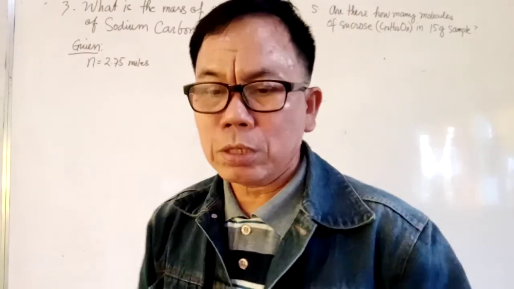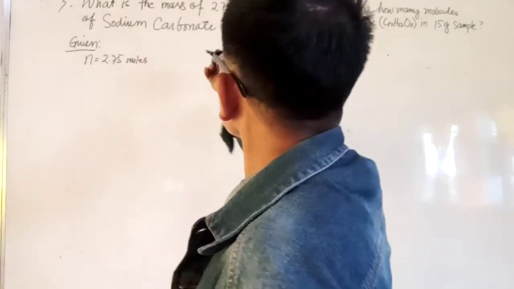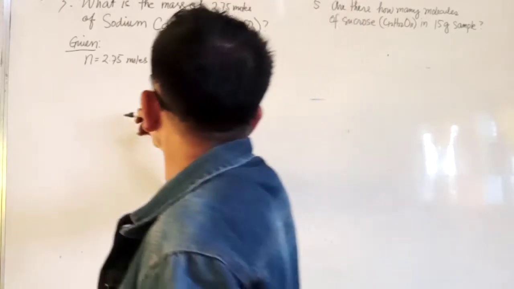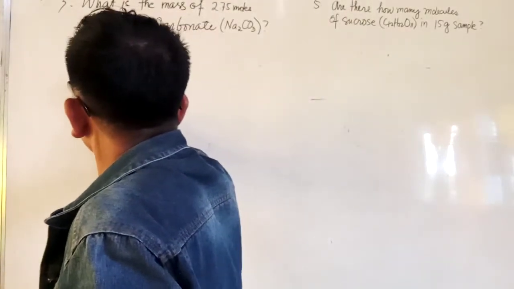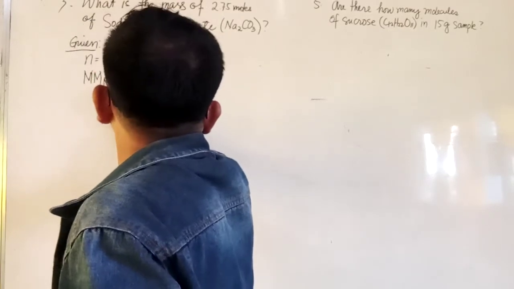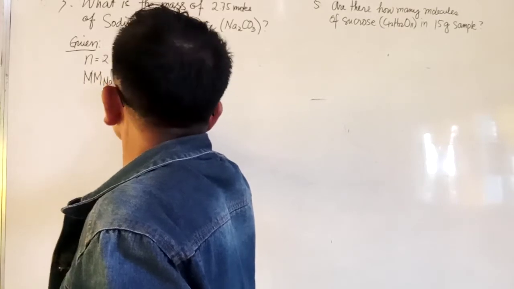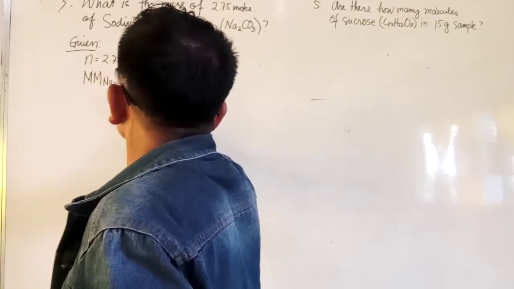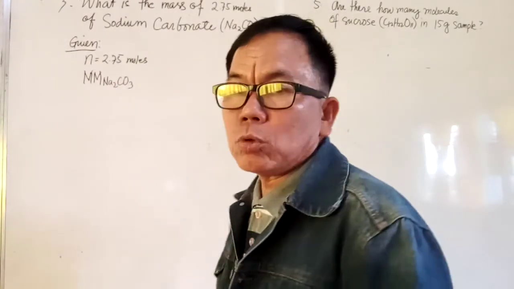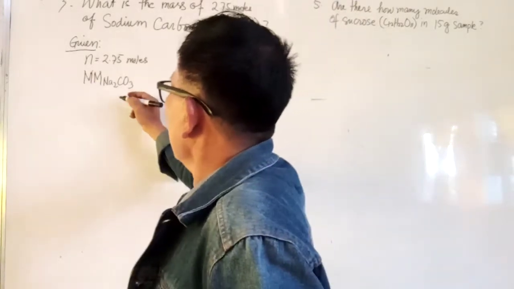Okay, now let's make it closer. Next, we have the formula mass, or the molar mass, of sodium carbonate, Na2CO3. As usual, we have to write the elemental composition of this compound.